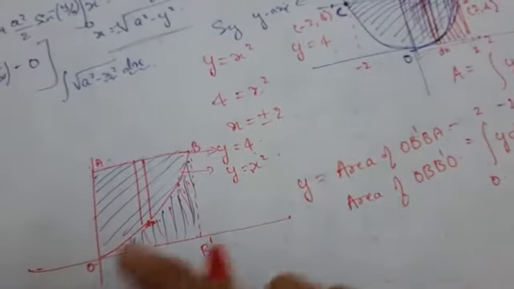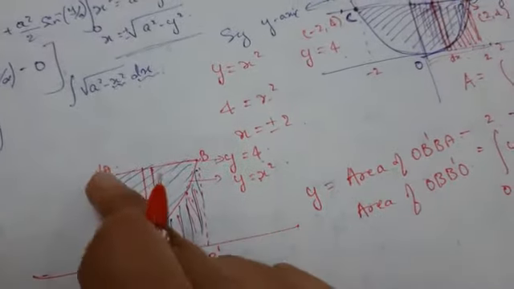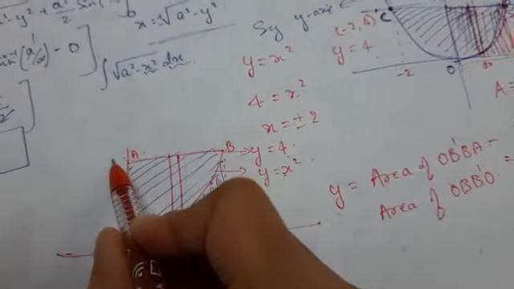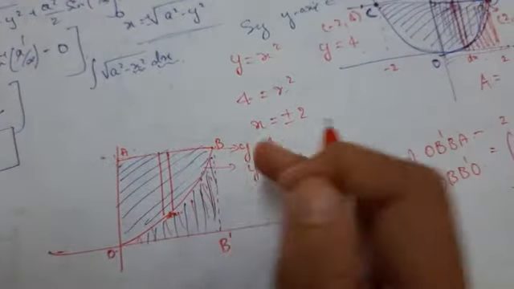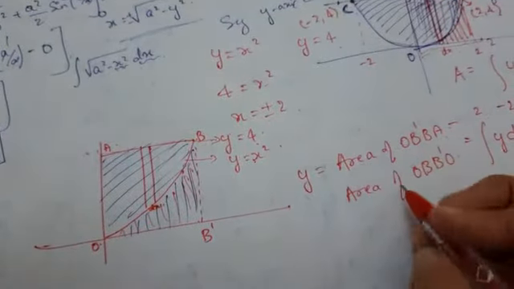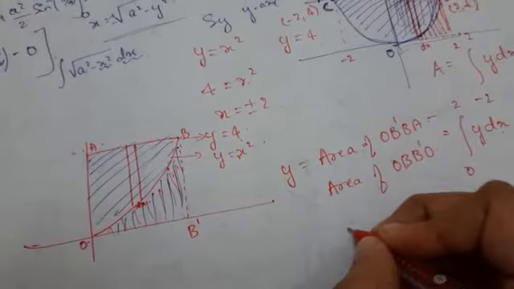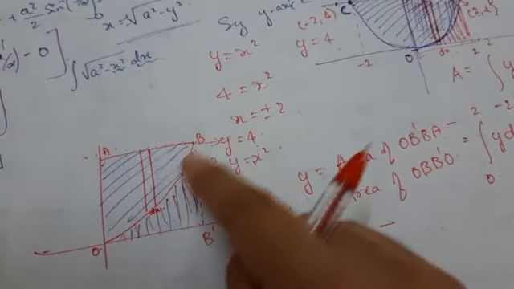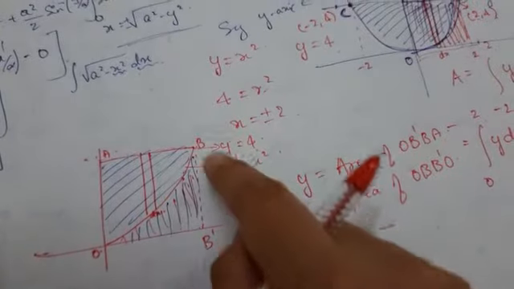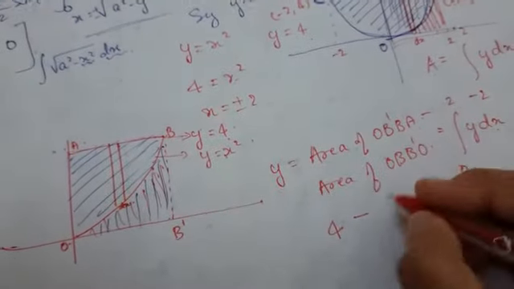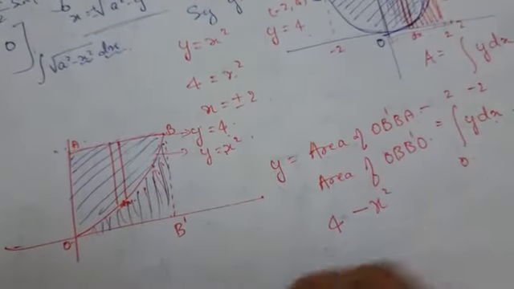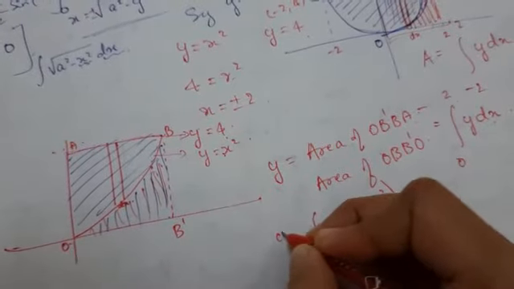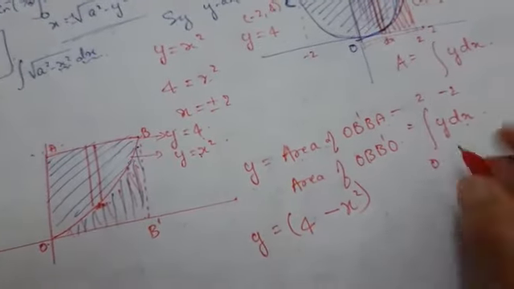So what is this area of OB'BA? That is nothing but area under the line y is equal to 4. So area of that one is nothing but 4, minus the area of OBB'O. That is nothing but y is equal to x square, that is, x square is the curve. So what is our value of y here? y is 4 minus x square.